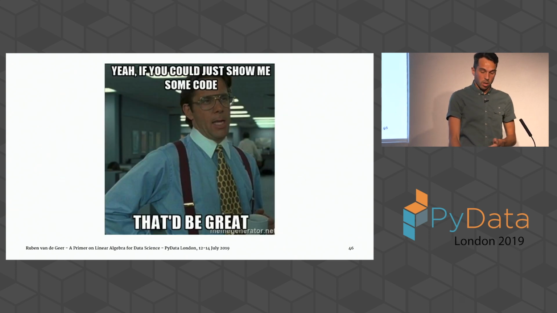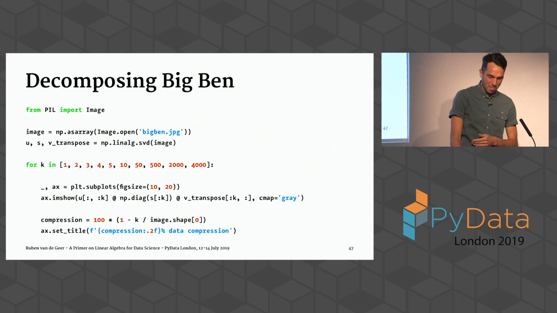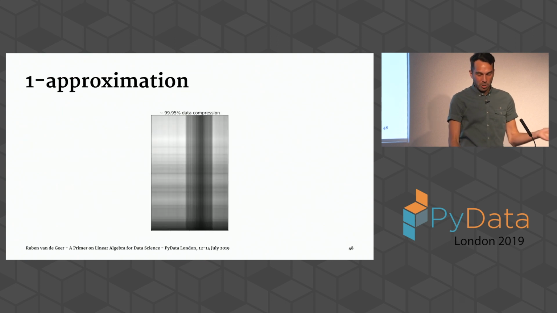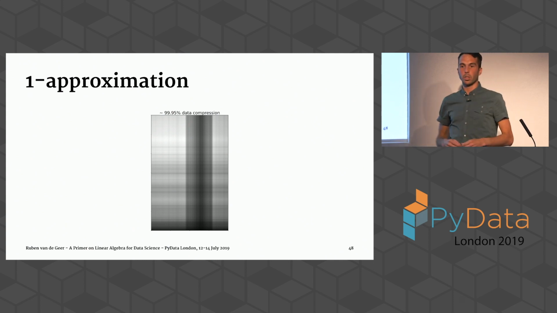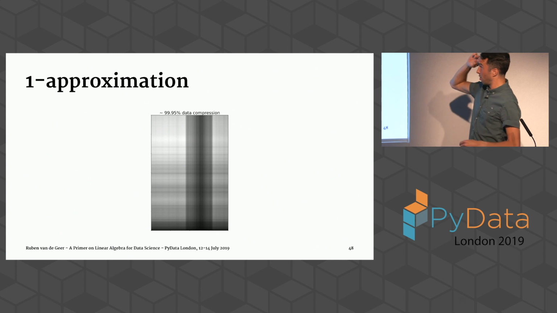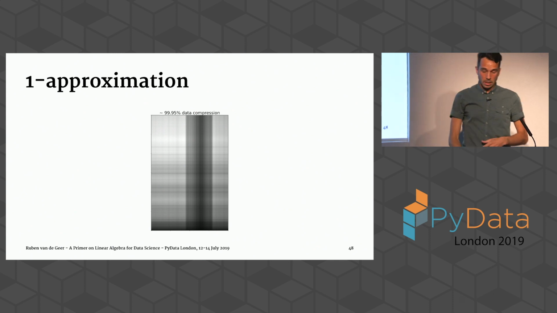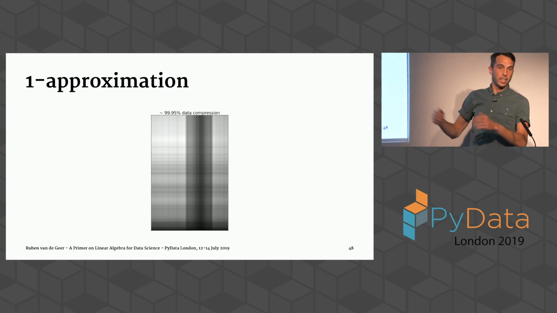So what happens if we start using... okay, the code we're going to skip. This is just as a reference. If you check the slides later, you can see how this works. It's not so difficult. But how does this work if we start adding more data? This is the one we saw before. We only use the largest singular value, and that gives you the location of the Big Ben. And we're only using 0.05% of the data here. But it doesn't give us much either.